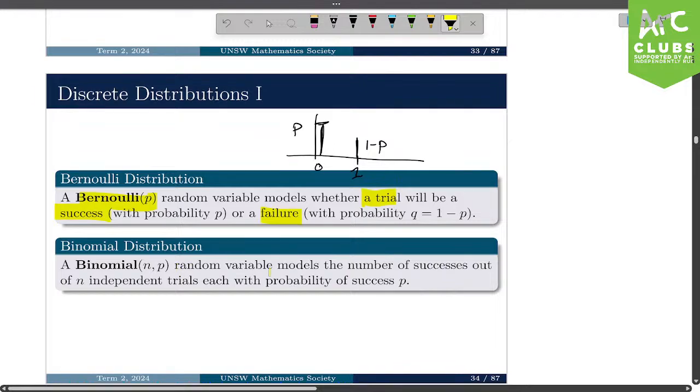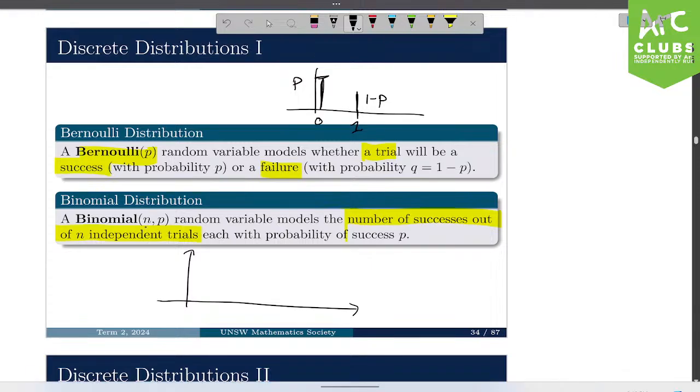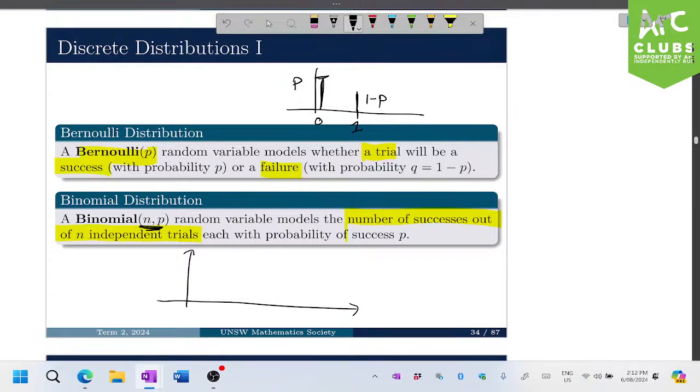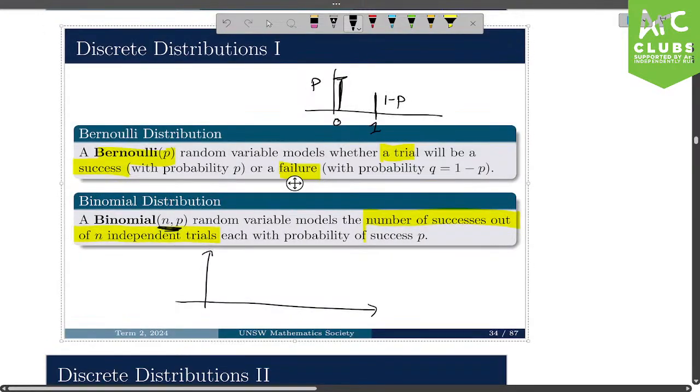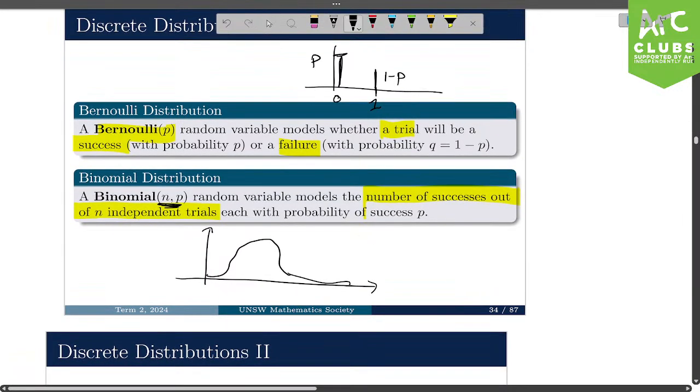A binomial random variable models the number of successes out of n independent trials, each with probability of success p. So if I draw that out, I have two parameters, n and p, and those will change the shape of my binomial to look basically something like this. It'll have a peak and then go to 0 as things go out to infinity. And on this axis, x is the number of successes.